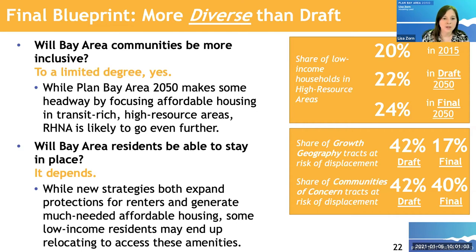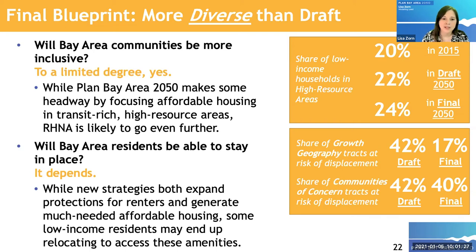Question 2, will Bay Area residents be able to stay in place? The answer is it really depends on where they live. We integrated new strategies to reduce the risk of displacement in the final blueprint. Some are visible in statistics, like the share of the growth geography tracts at risk of displacement, as shown on the right side, due to robust new affordable housing development in growth geographies.